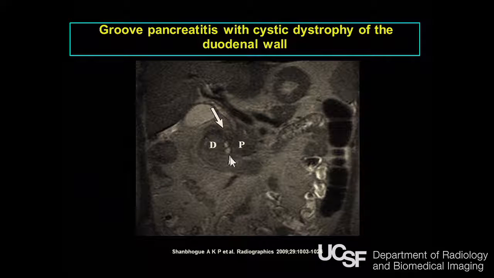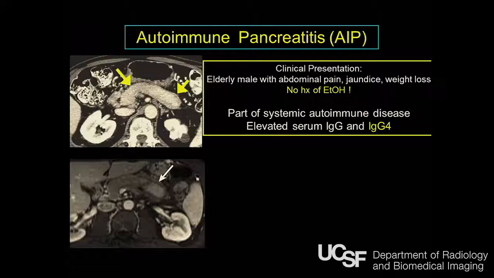This is just an example of cystic dystrophy of that medial duodenal wall. And again, it's because of the adjacent chronic irritation and inflammation, and very nicely demonstrated on this T2-weighted MR.